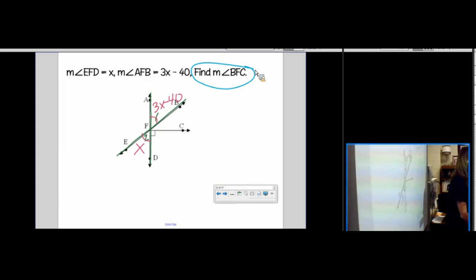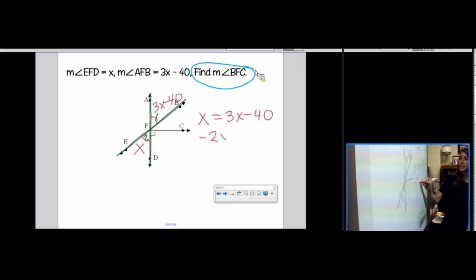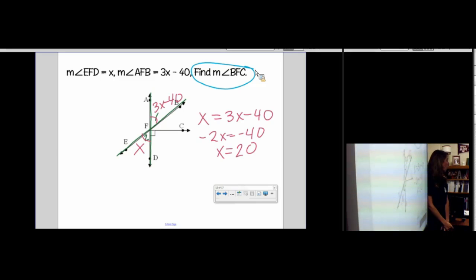By the vertical angle theorem, we know that they are congruent to each other. They are the same measure. When angles are congruent, when they're the same, when they're identical twins, we set them equal. We solve for x. Let's see, negative 2x equals negative 40. X equals negative 40 divided by negative 2. The negatives cancel. And x is 20.